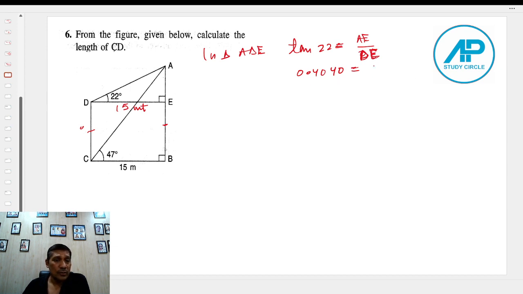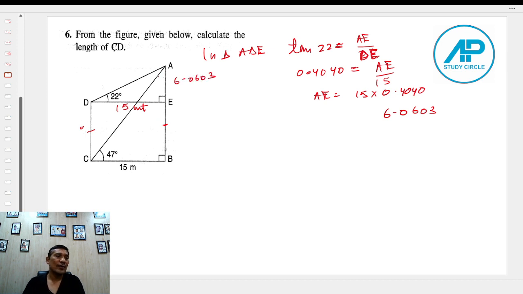So 0.4040 equals AE upon 15. So this gives you 6.0603. The value of AE, I got 6.0603.